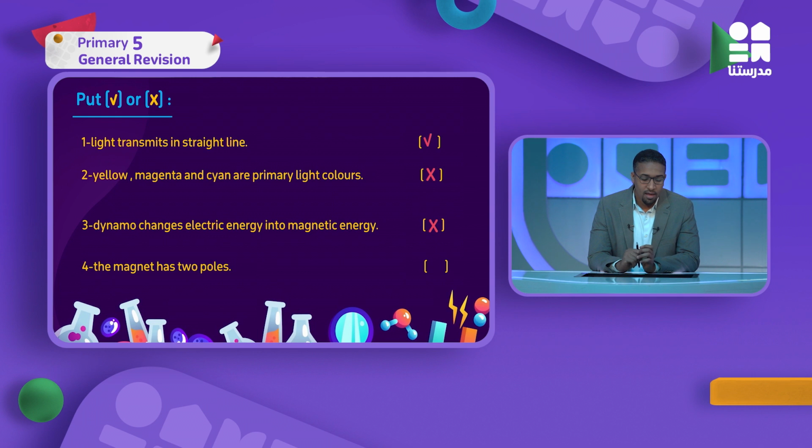Number 4, the magnet has 2 poles. The magnet has 2 poles. Is that right or wrong? Yes, we remember them. North pole and south pole. So the magnet has 2 poles.